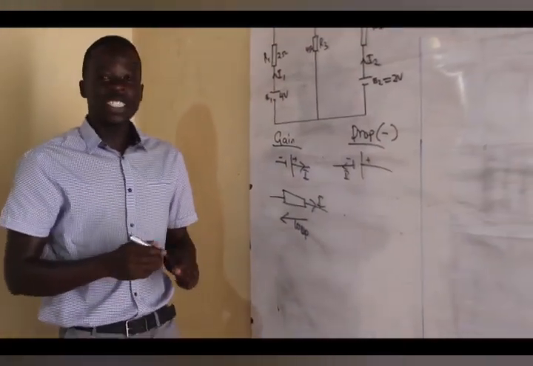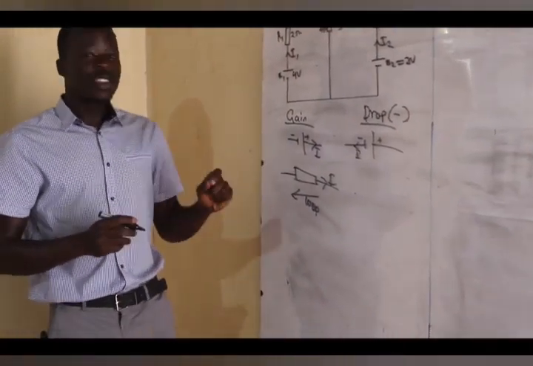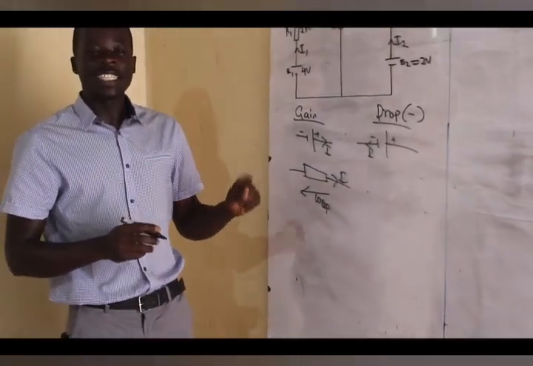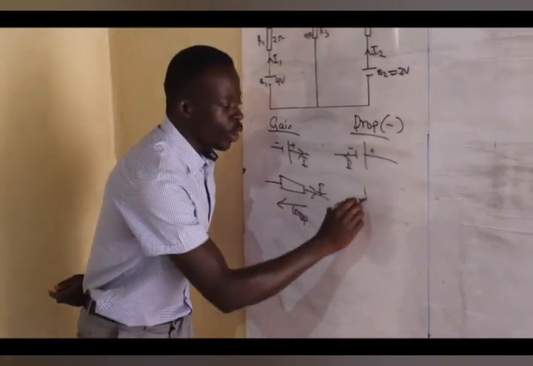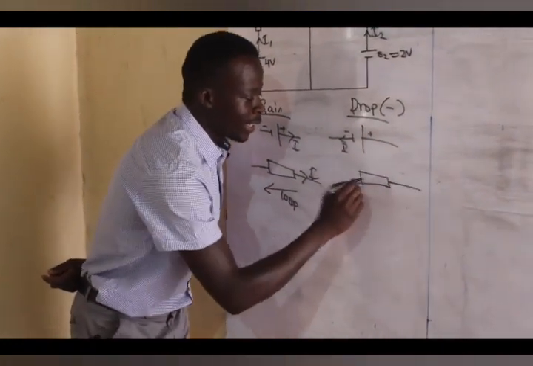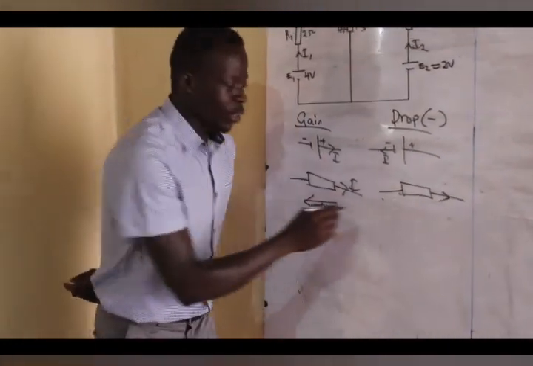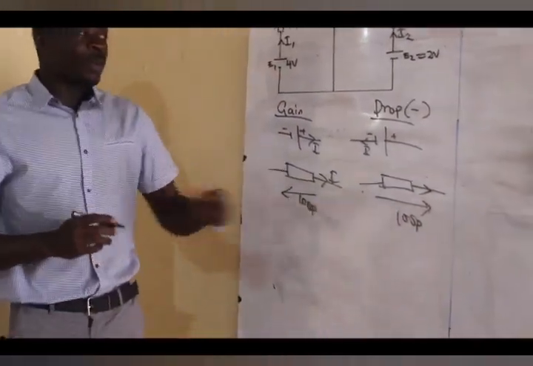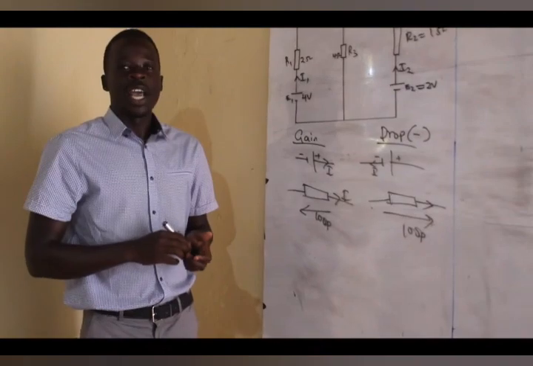Then how will you know there is a drop in a resistance? You will know there is a drop in a resistance when the direction of the current is in the same direction as that of the loop. So when you have a resistance there, the current is moving in that direction and the loop is also moving in that direction. Therefore, this one will give us what is called a drop.